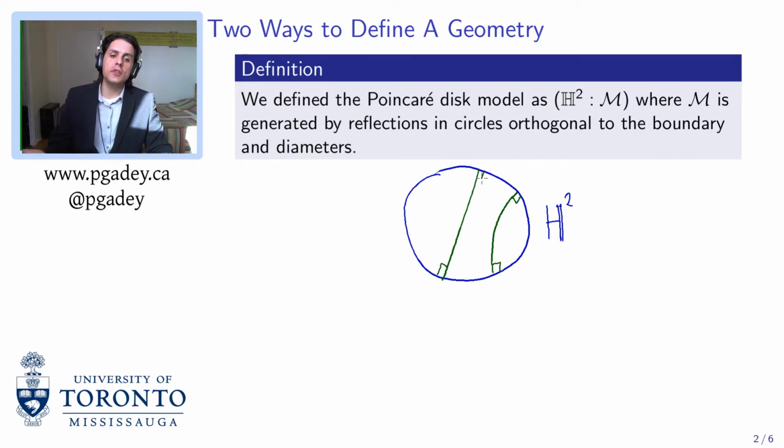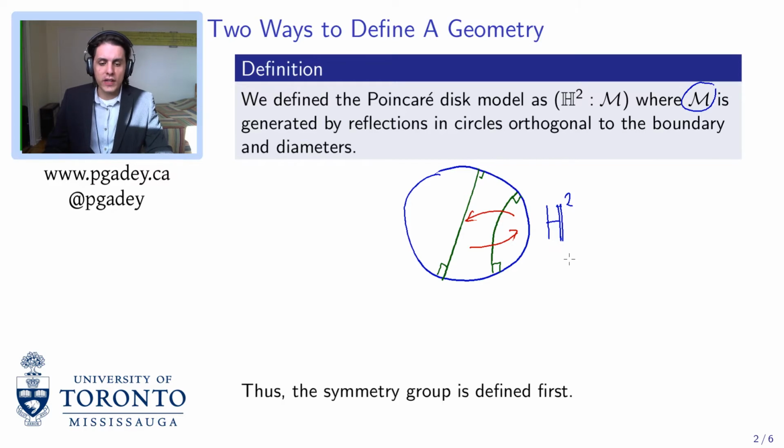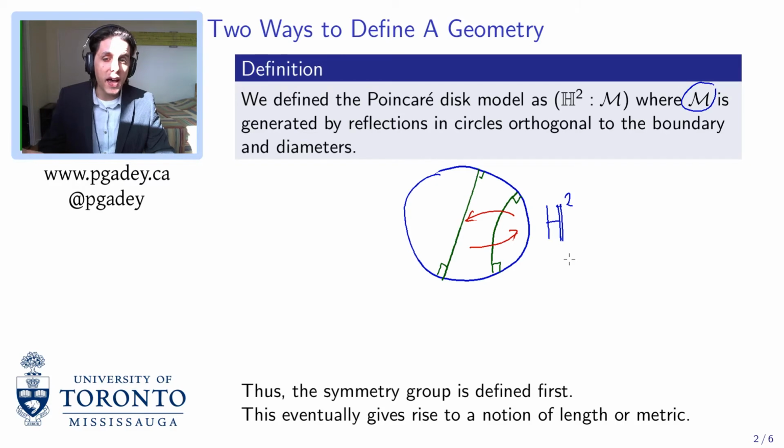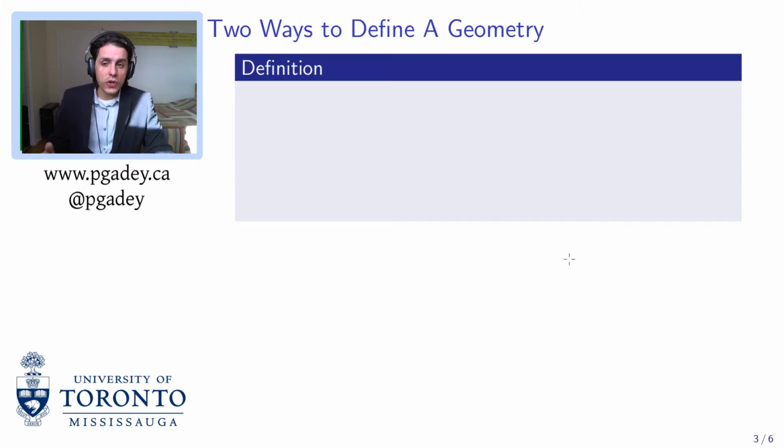So given one of these objects, we could invert in it, and that would switch the two halves of the region, and we would wind up with an element of our group M. So M here being the set of transformations corresponding to reflections in circles orthogonal to the boundary or diameters. So here we started with the symmetry group, and this eventually, after some time, gives rise to a notion of length, or a metric. We can also go the other way.